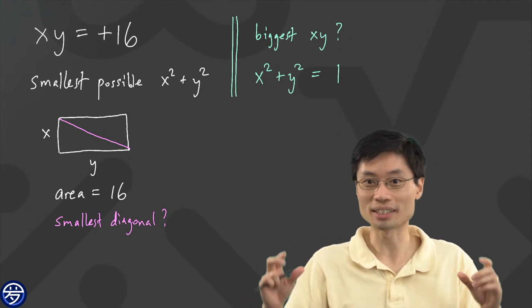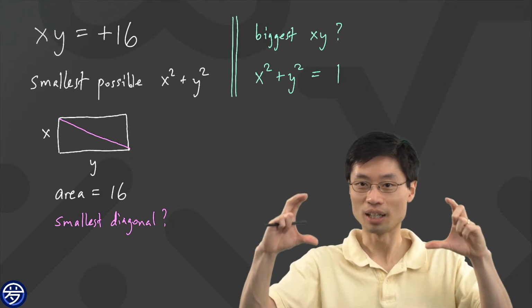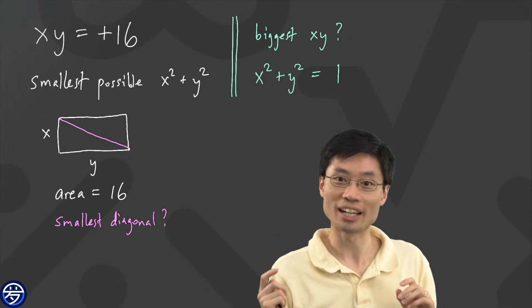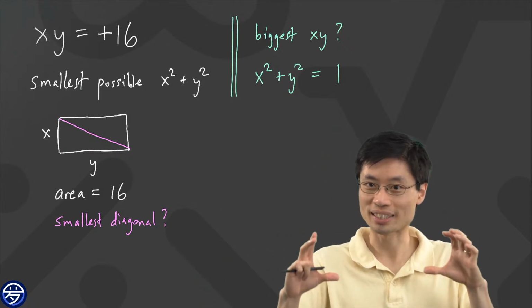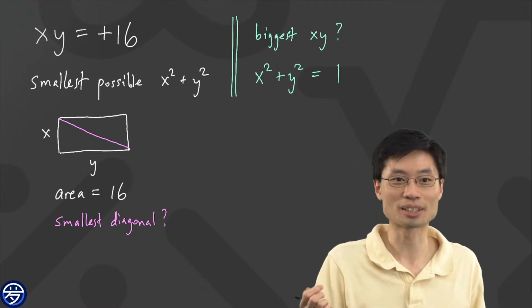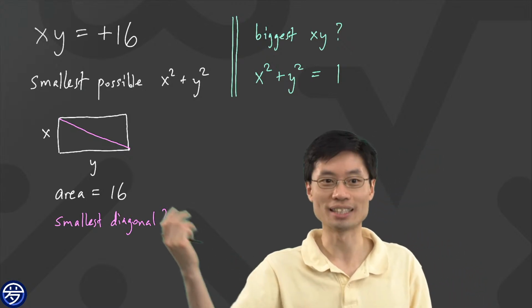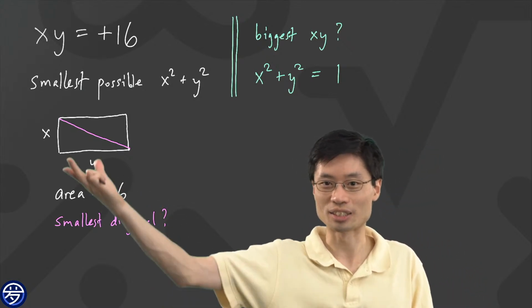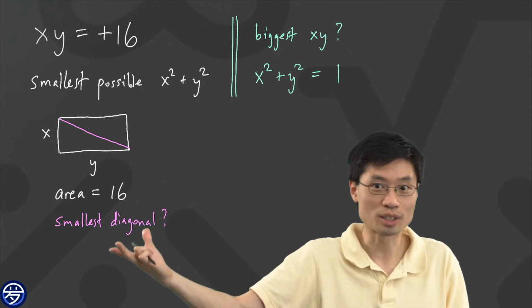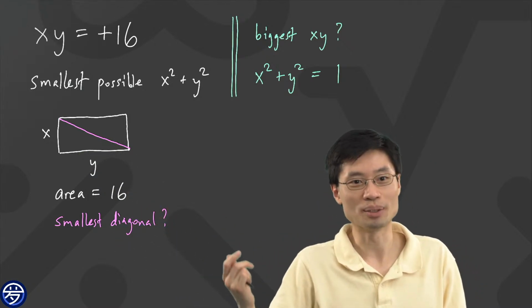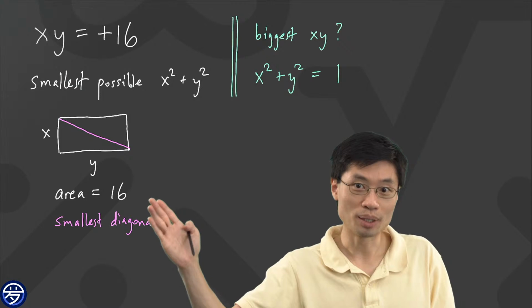Suppose that somebody just gave you a rectangle, and the rectangle had a certain area. How do you choose that rectangle so that the diagonal is as small as possible? Well, that sort of makes sense that the answer should be a square, right? This is saying, if I fixed my area and I want a small diagonal, how do you do it? Probably a square.